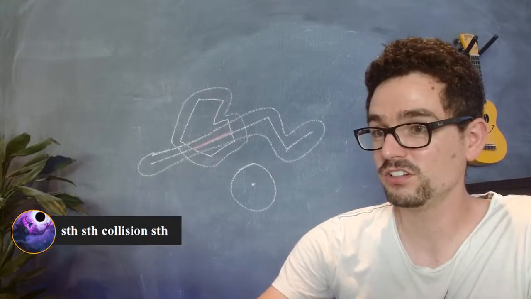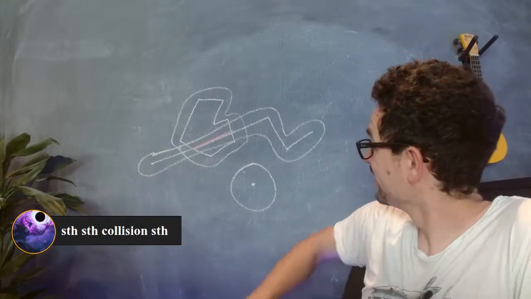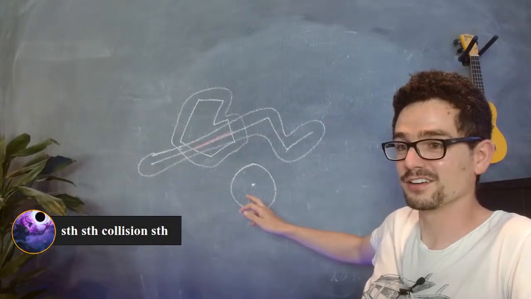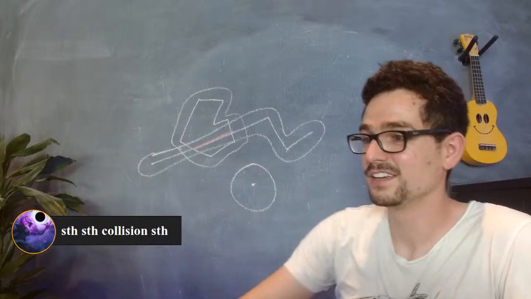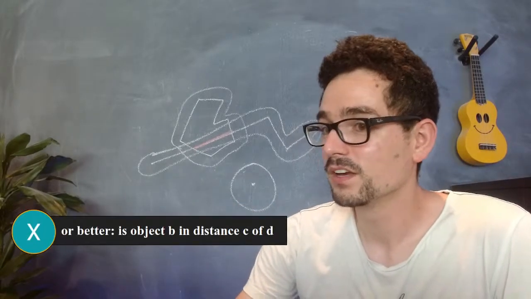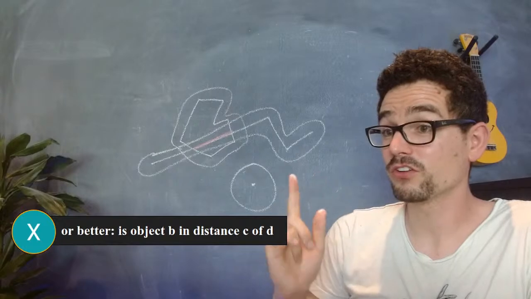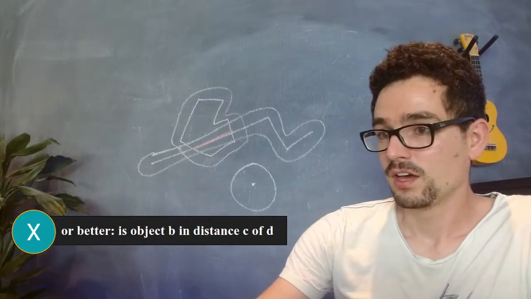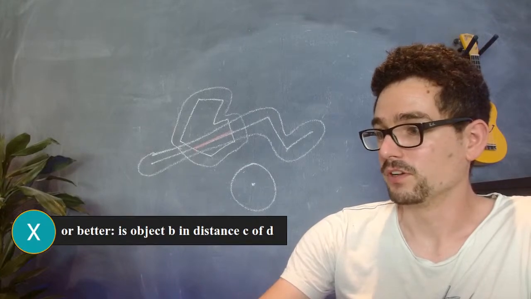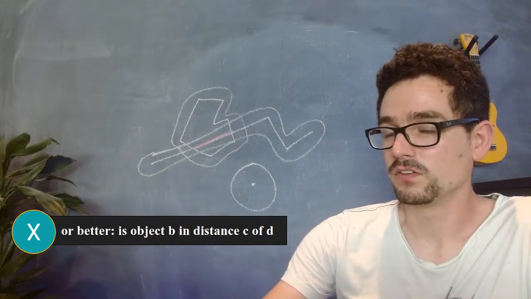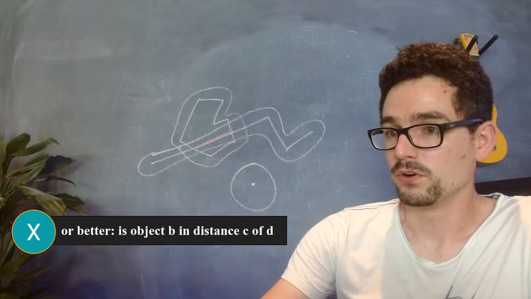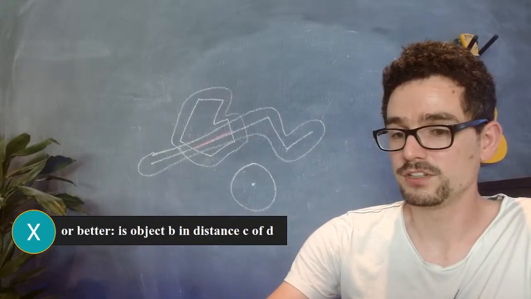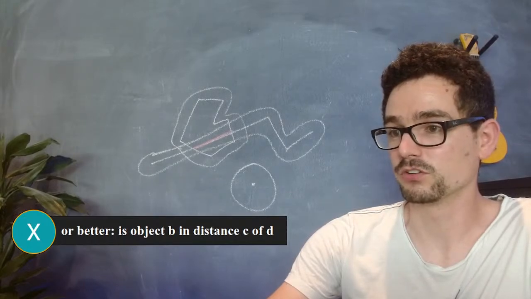Something collision. Yeah, if this is a plane and this is a tower or so, is object B in distance of C or D? Yes. That's the point. Is an object closer than 50 kilometers to another object or so.